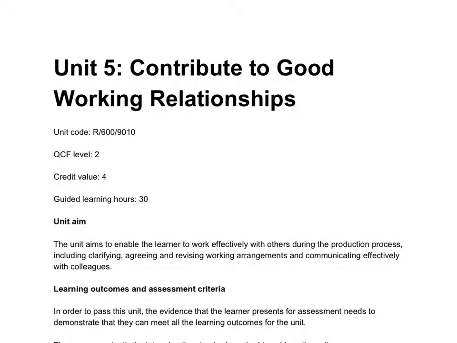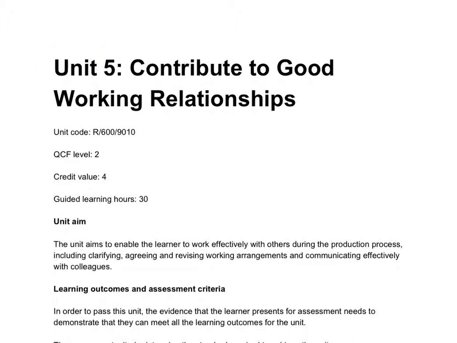So apprentices, Unit 5 now, contribute to good working relationships. Let's have a look, shall we? This is a credit value of 4. So, 4 credits for this unit. About 30 hours of research, inputs, thoughts, and creating of the evidence for Unit 5.